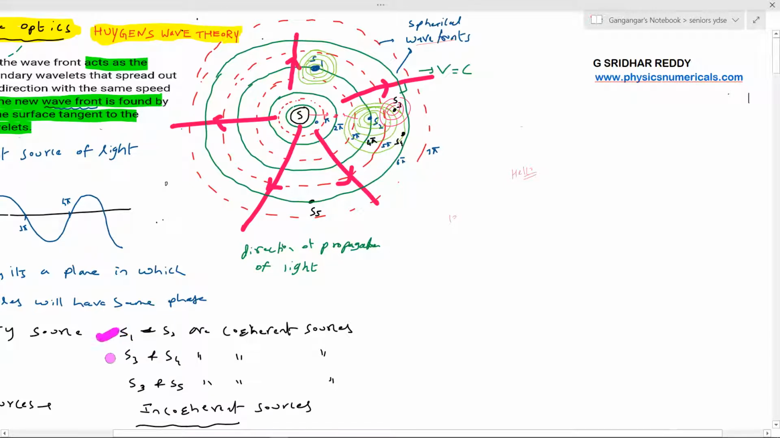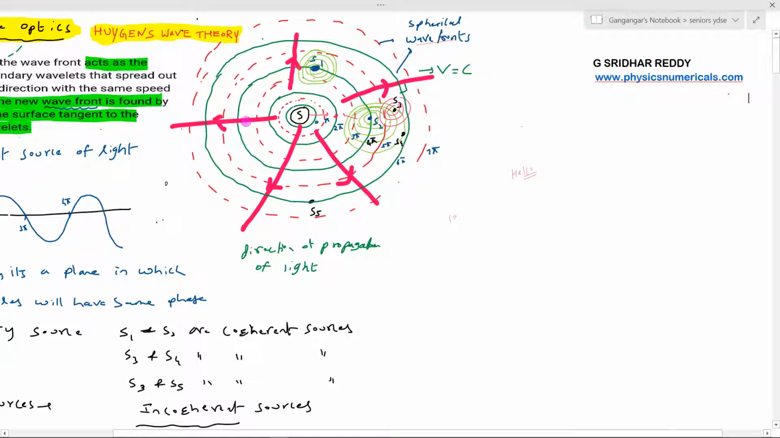So S1, S2 are coherent, S3, S4 coherent, S3 and S5 are coherent here. So not only 2 points on a given wavefront are coherent, they become coherent sources. 2 points on different wavefronts will also become coherent sources. This is what I'm going to use in the coming YDSE setup. Very good numericals are related to this one.